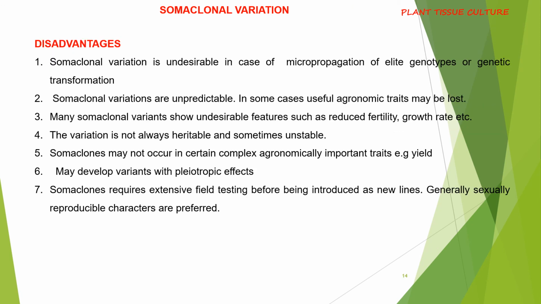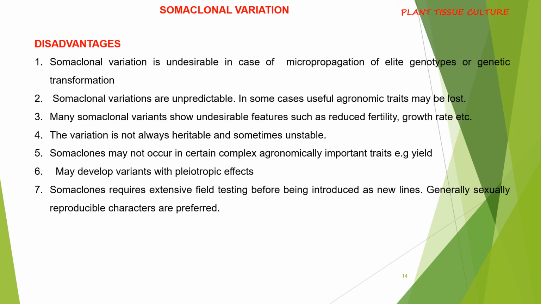Disadvantages of having somaclonal variations in tissue culture. Somaclonal variation is an undesirable trait in case of micropropagation of elite genotypes or genetic transformation. In micropropagation, the idea is to get clones. Somaclonal variants sometimes show undesirable features such as reduced fertility and growth rate.